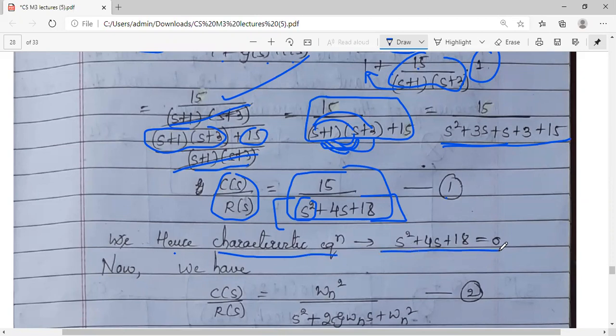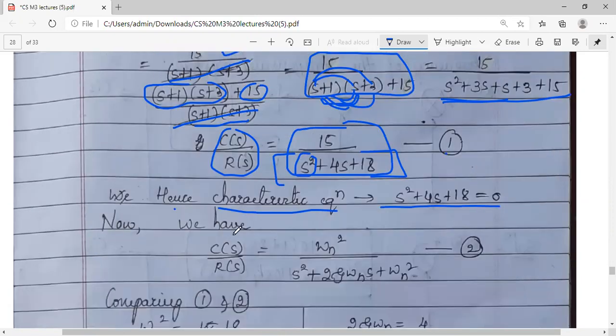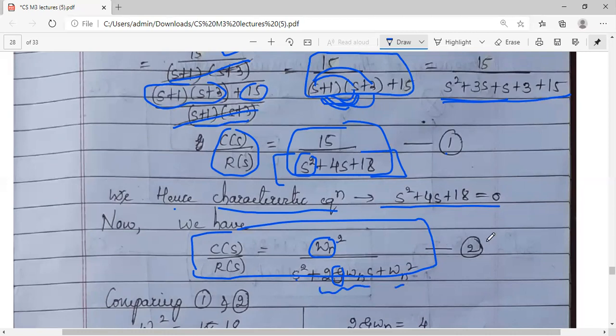The characteristic equation is this. Now moving on to the next, I will compare in order to find the natural frequency and zeta. The standard equation of a second order system we know already. While dealing with second order systems for unit step input, we have taken C by R is equal to Wn square divided by s square plus 2 zeta Wn s plus Wn square. So this is your second order equation.